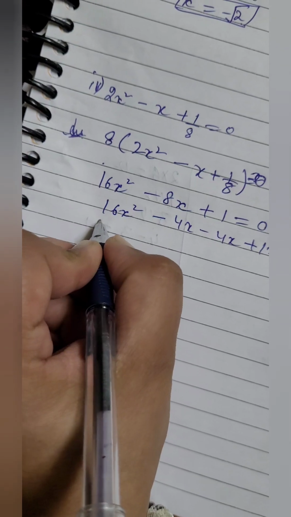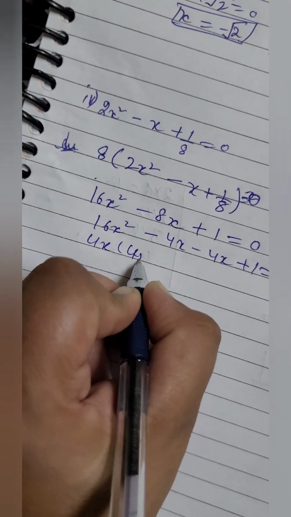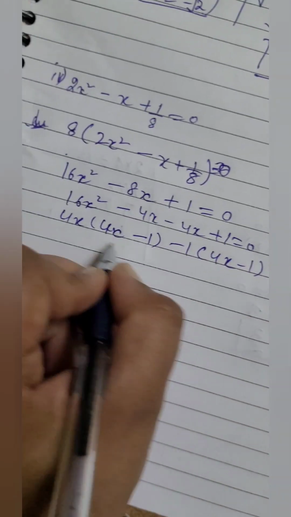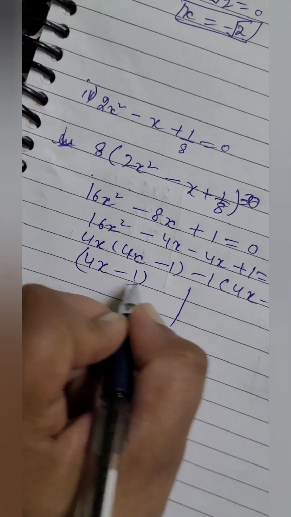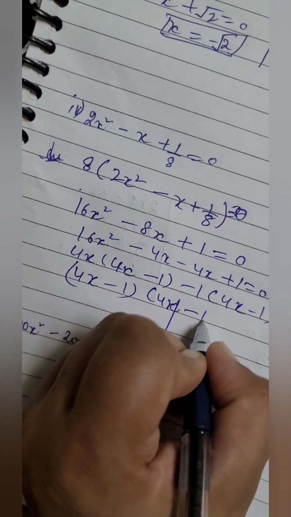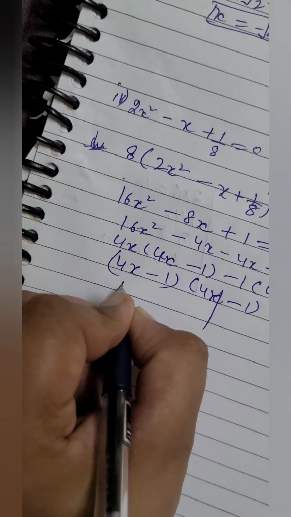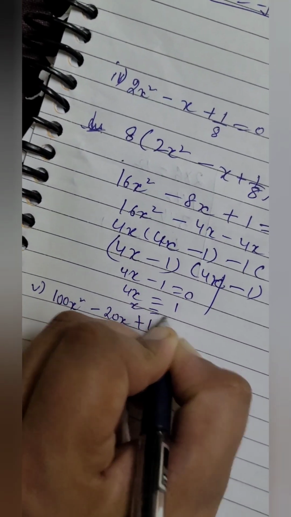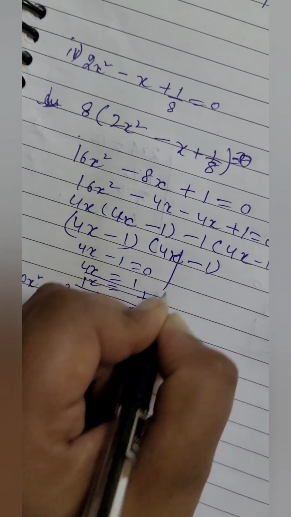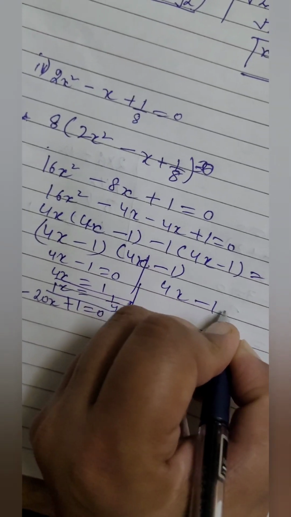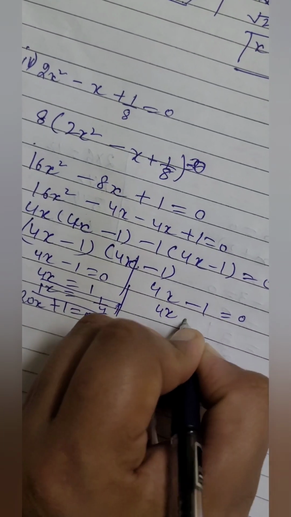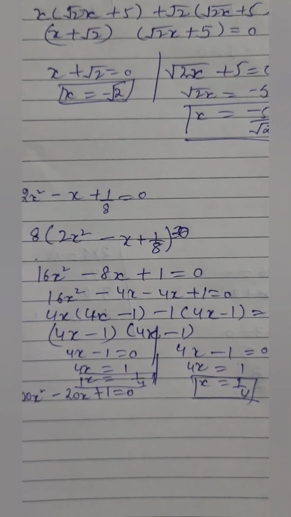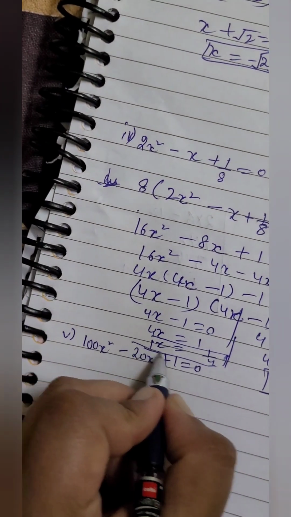Then we have to take out the common. 4x into 4x minus 1 minus 1 into 4x minus 1 equals to 0. So we get 4x minus 1 equals to 0, 4x equals to 1, x equals to 1 by 4 for the first root, and same for the second root. In this we will get the same numbers.